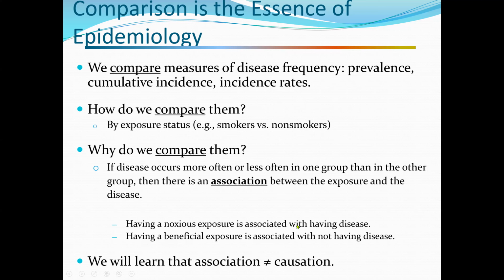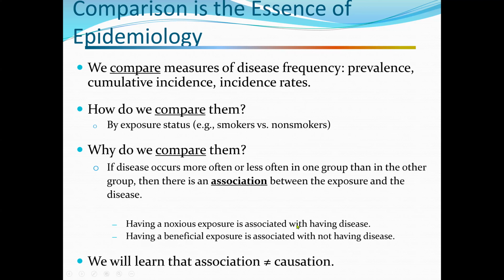So let's see some possible comparisons here. And here we have some examples. We have two types of groups. One we call the index group, those who are exposed, and also the comparison or reference group, those who are not exposed, or unexposed. So the aspect of exposure can be any.